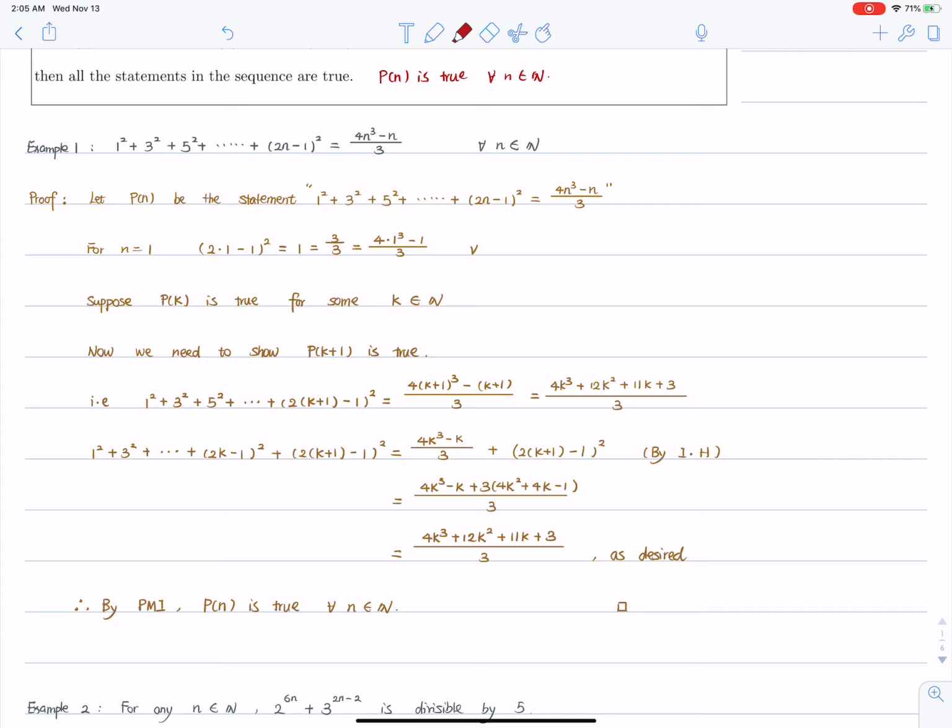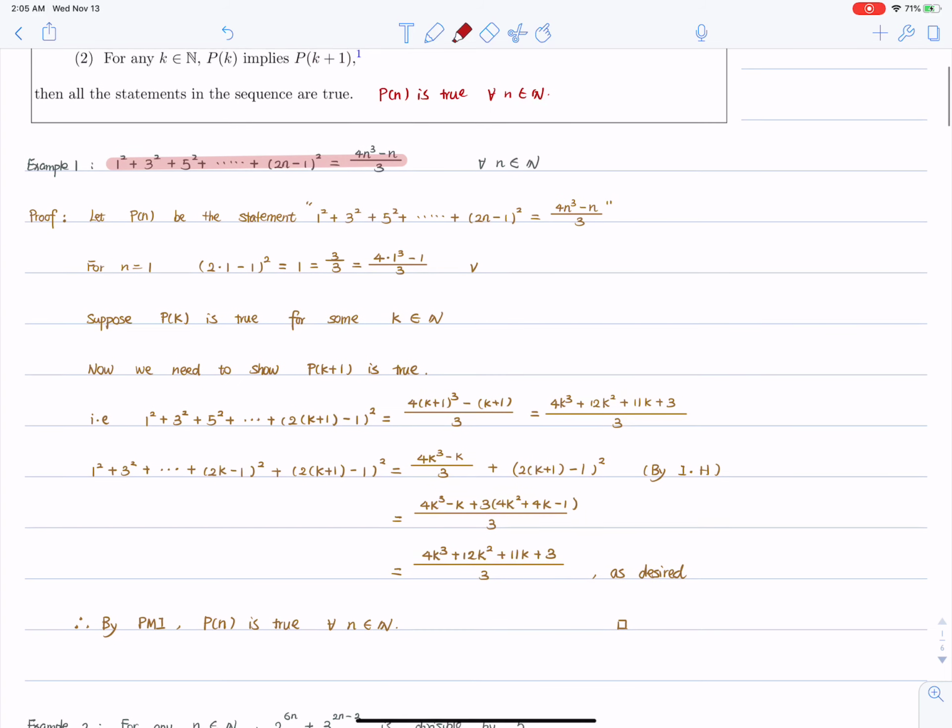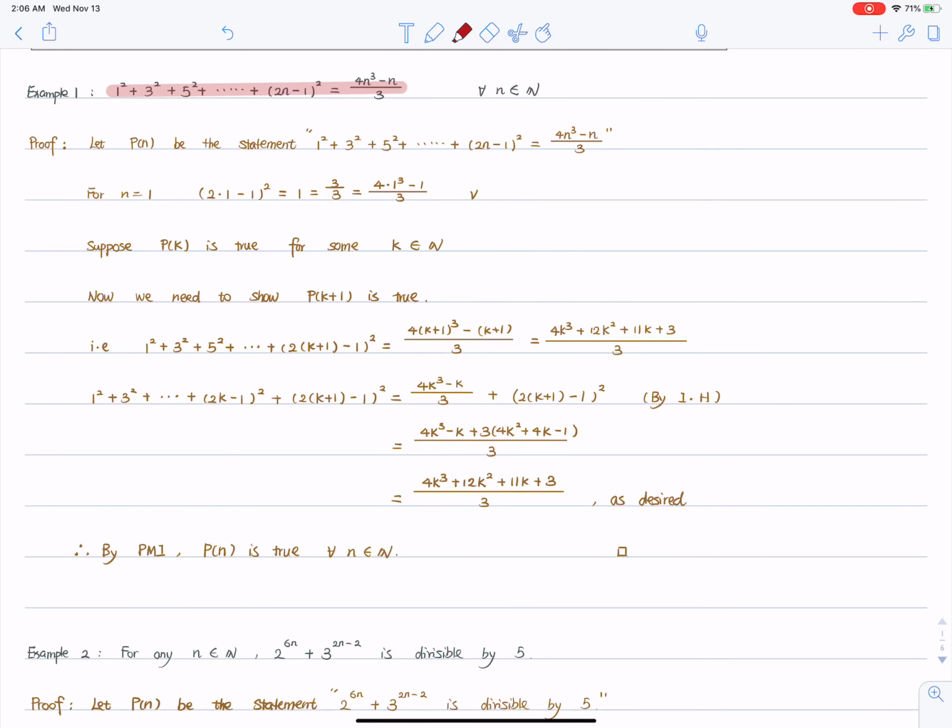First of all, we need to state the statement of Pn. So let Pn be the statement of this. I'm a really lazy person, I didn't copy this down, I just copy-pasted it, which is what you should do. Just write this thing again right here. This is your statement. Please do not put "for all natural numbers n". Okay? Now your next step is your base case.